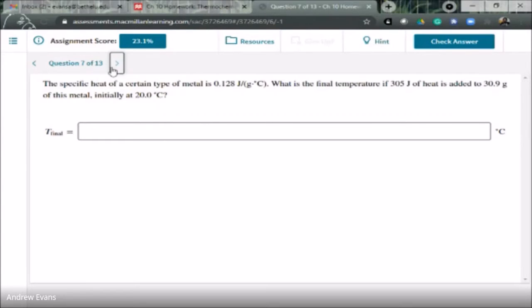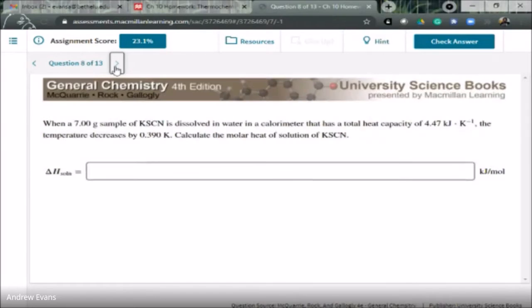But, okay, I just wanted to start setting some of these up. We'll go ahead and do this one. So here, where this one differs is that it doesn't ask for the joules or joules per gram or heat capacity. It is asking you for the molar heat of solution.